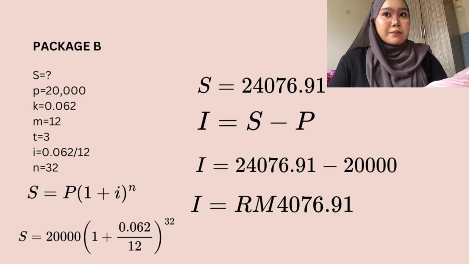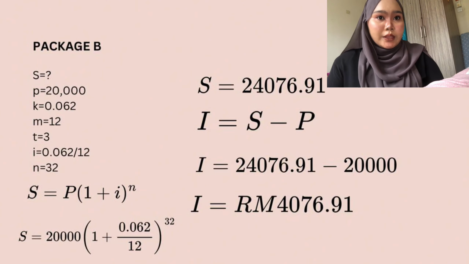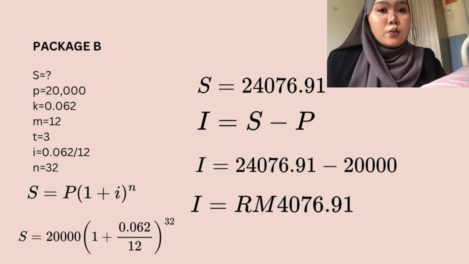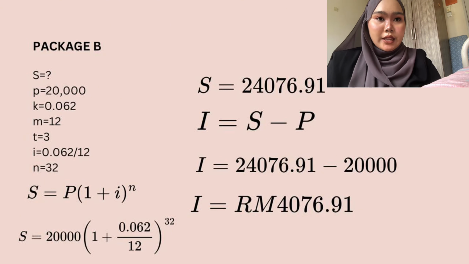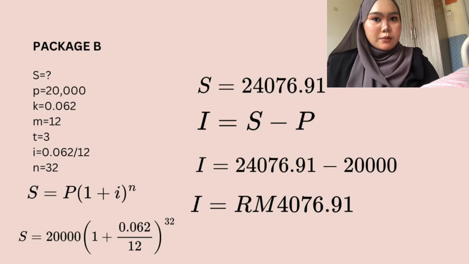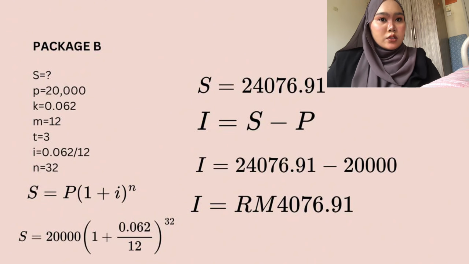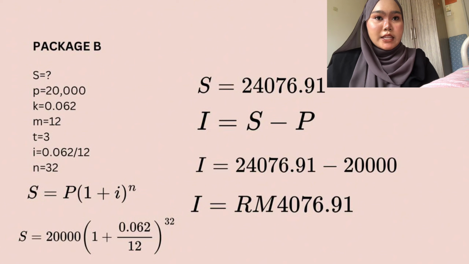So package B: P is 20,000, K is 0.062, M is 12, T is 3, i is 0.062 per 12, N is 36. So we must use formula S equals P bracket 1 plus i bracket power N. So S equals 20,000 bracket 1 plus 0.062 per 12 bracket power 36. So we got the answer 24,076.91. So we must find I. The formula to find I is S minus P. I equals 24,076.91 minus 20,000. So we got 4,076.91.